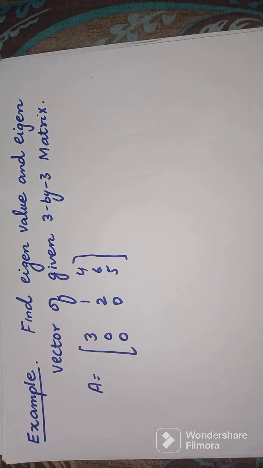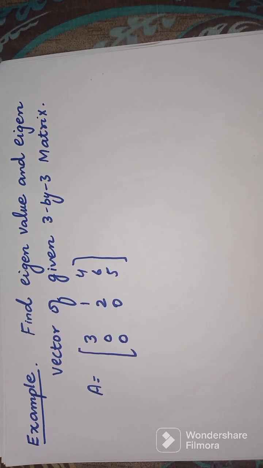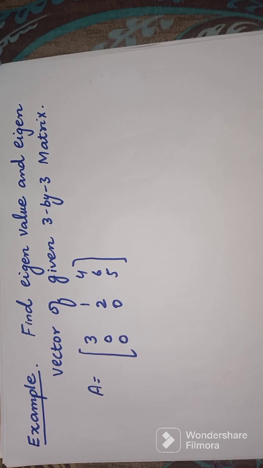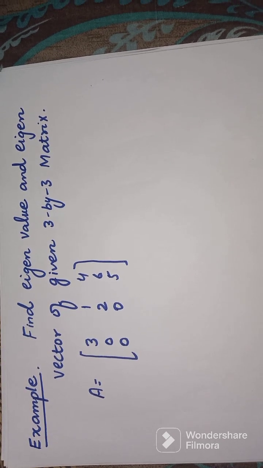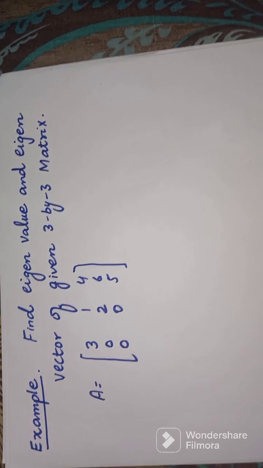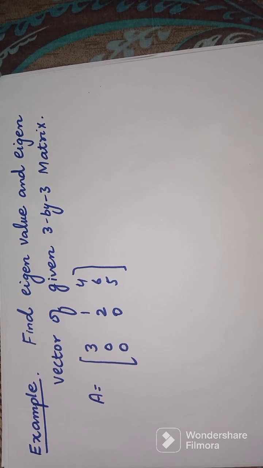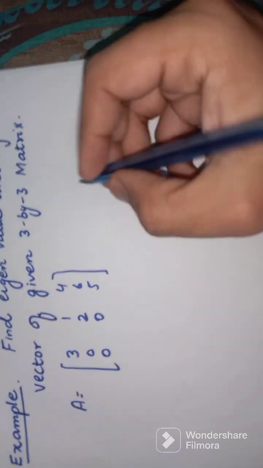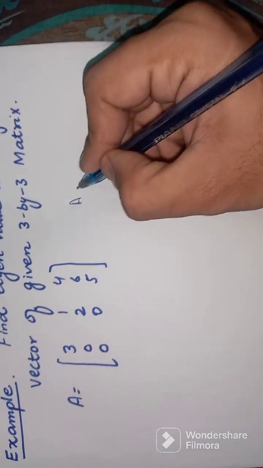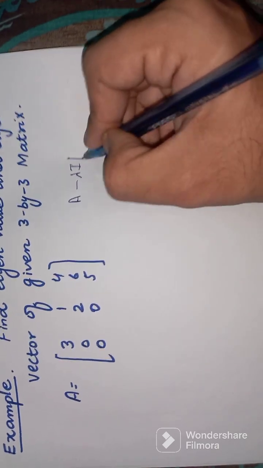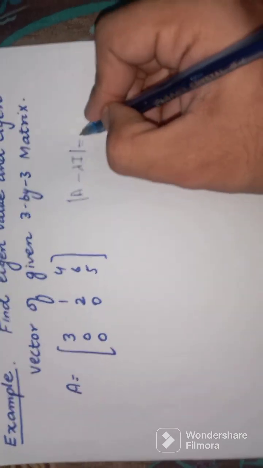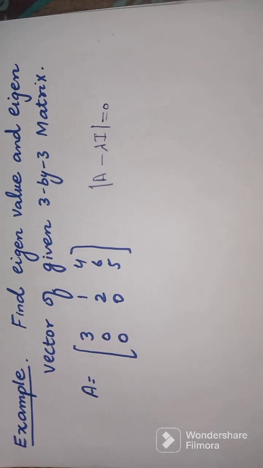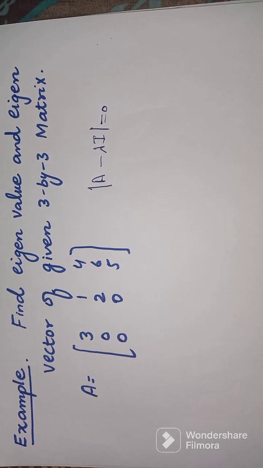So let's start our topic, eigenvalues and eigenvectors. Whenever you are given a 3 by 3 matrix and you are supposed to find the eigenvalues and eigenvectors, you must follow 4 steps. Always remember the equation to find the eigenvalues: the determinant of A minus lambda I equals 0. This is our equation to find the eigenvalues of a matrix.